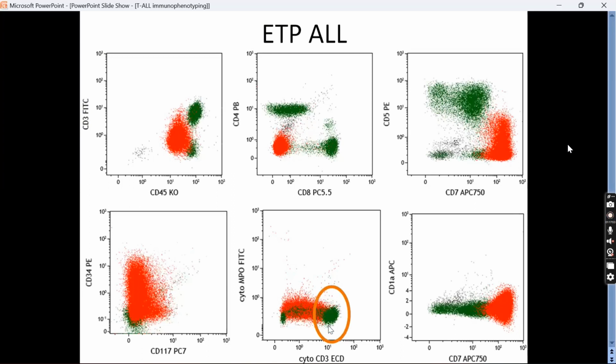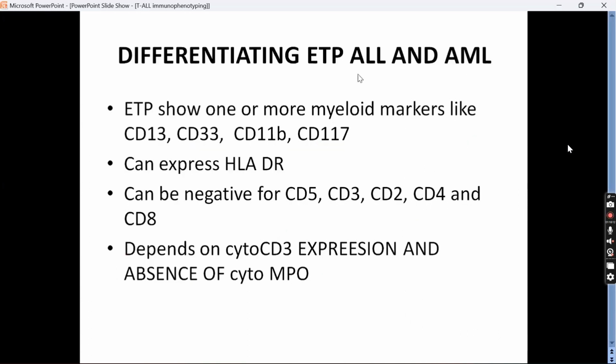See, this is important. The blast should reach cyto CD3 up to the level of normal T cells. Then only you can call it cyto CD3 positive. And CD7 will be bright. That is very important. CD7 is bright. Right, differentiating ETP-ALL from AML. The first point I said, it should be MPO negative. ETP-ALL shows one or more myeloid markers like CD13. I have seen a case, I'll show you now. CD13, CD33, CD11b, and CD117.